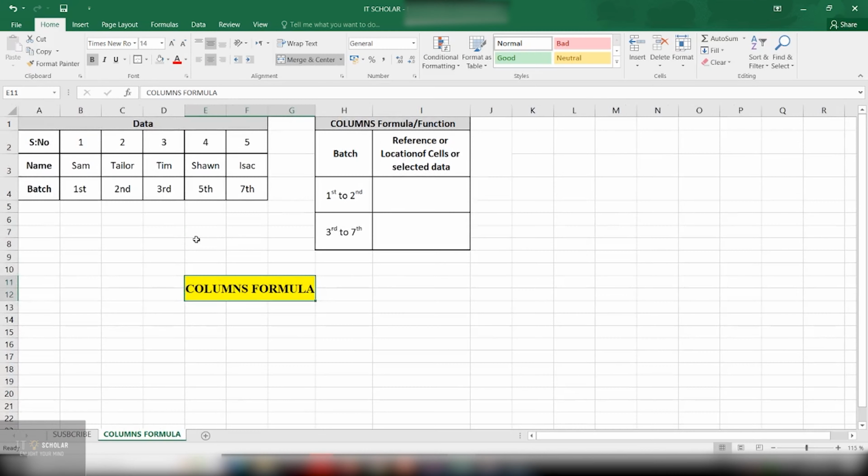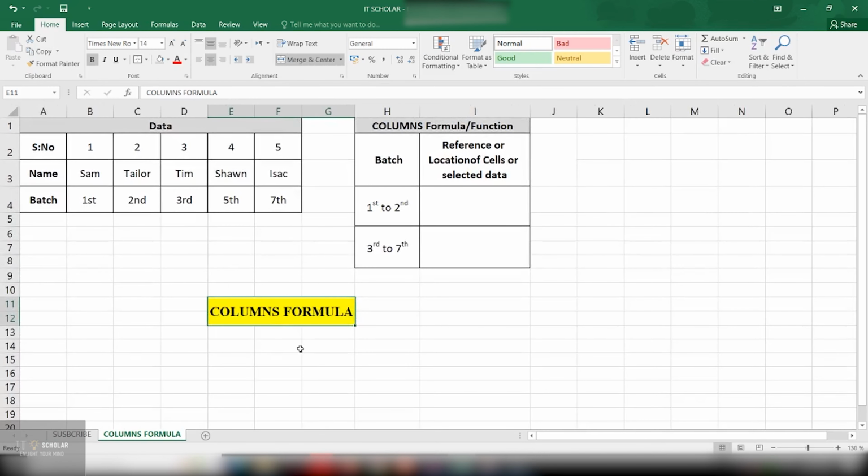The columns formula works the same as the rows formula. The only difference between them is that the rows formula returns the number of rows used in the selected data, and the columns formula helps us find out the number of columns used in our selected data.